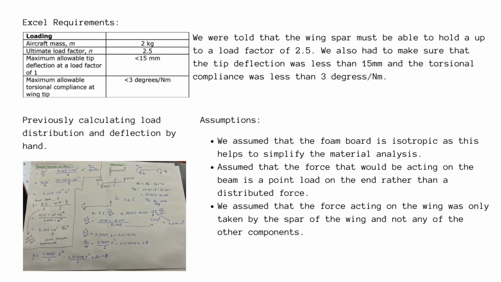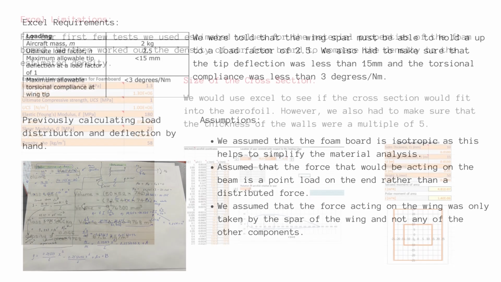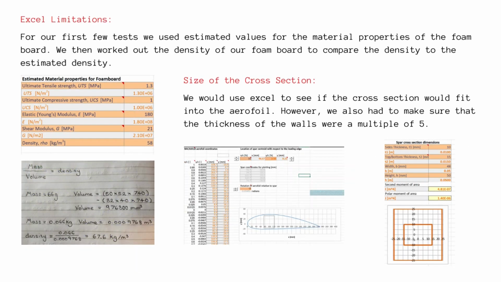In addition, as we were modelling the spar as a beam, we had to make a few assumptions so we could use beam theory. For example, the beam had to be isotropic, or the properties of the beam would vary along the beam. Initially, we had used estimates for the material properties of the formwork, but when we worked out the density of the actual formwork, the values were slightly different, so we had to adjust our values throughout the process. Since the formwork was 5 mm thick, the thickness of the walls had to be a multiple of 5 to make manufacturing easier.